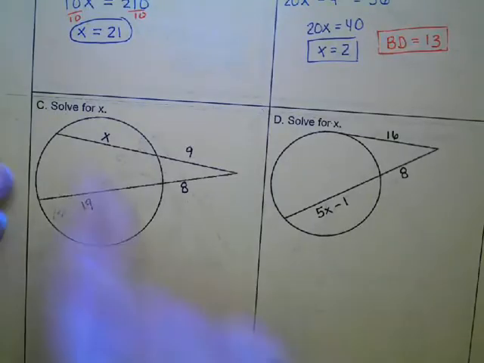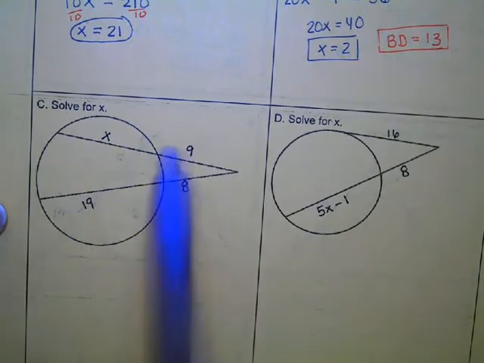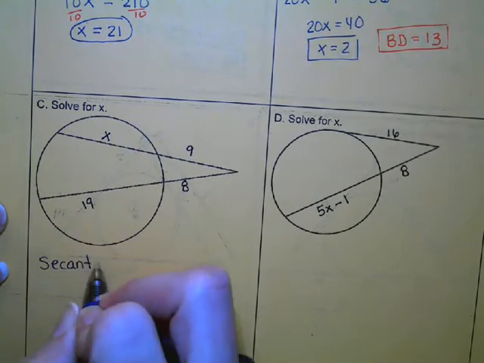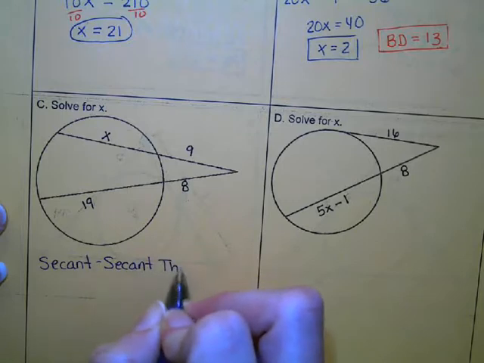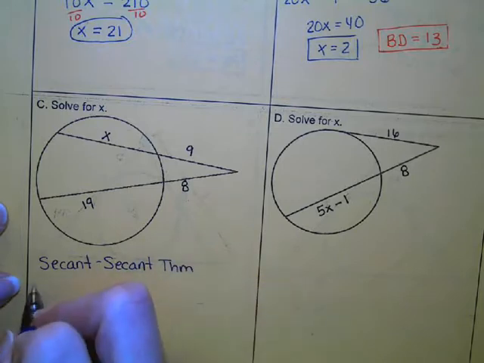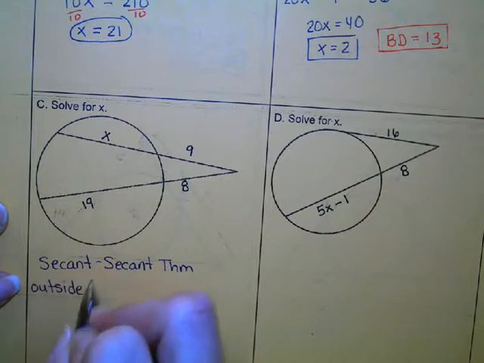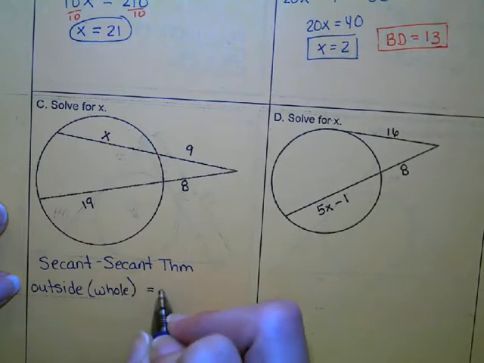Alright, now these, you notice, extend outside the circle. If they extend outside the circle, that's called a secant. This is a secant and that one is a secant. So we have two secants in the picture, so we'll call that secant, secant. So the secant theorem is outside times the whole length should equal the outside times the whole length.